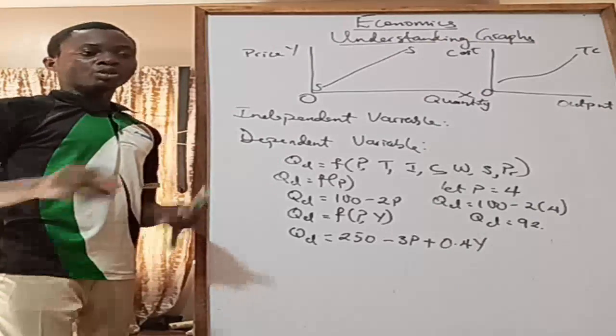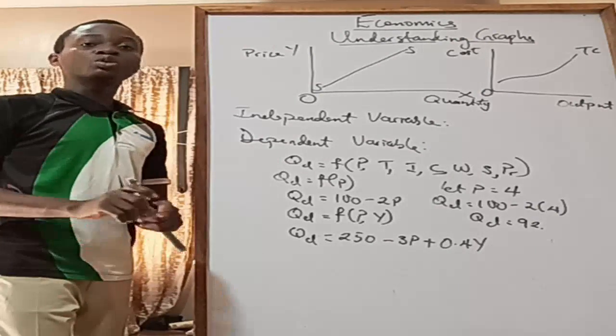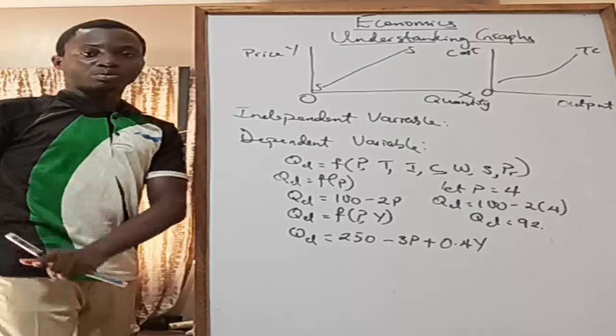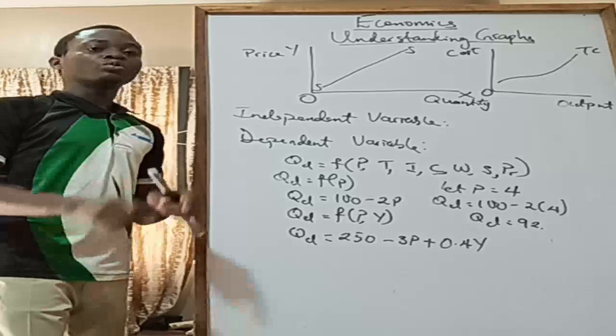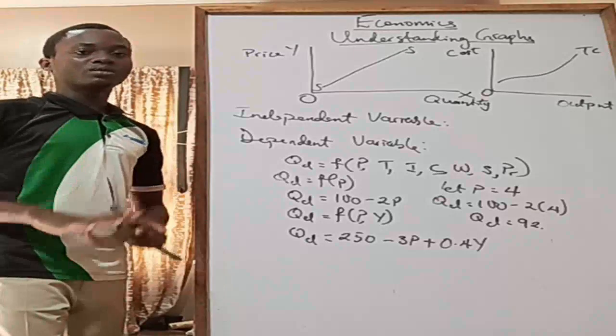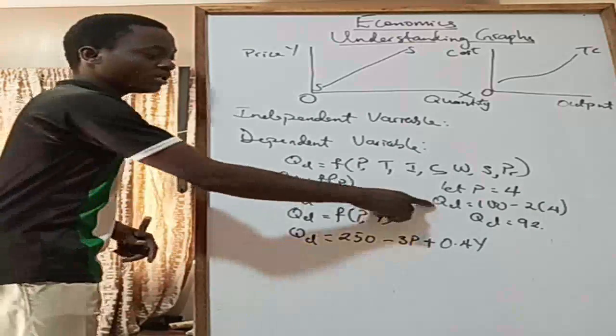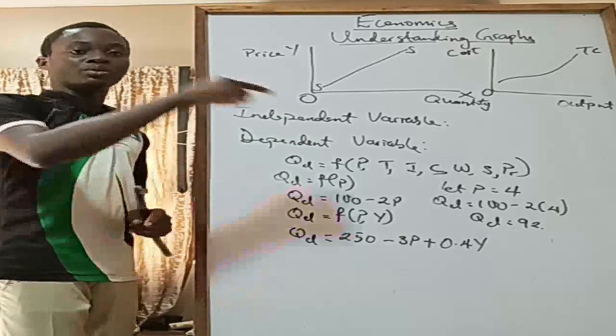Hope you get it. So an independent variable is a variable whose value is not determined within the model, right? And then a dependent variable is a variable whose value is determined within the model. So it's as simple as that. QD is a dependent variable; its value is determined within the model.